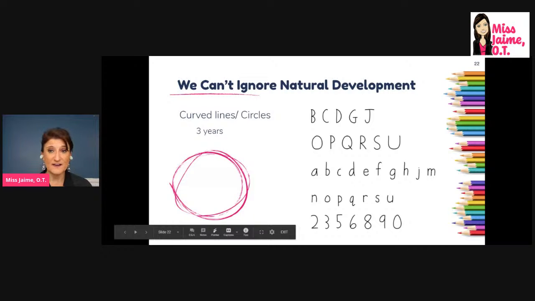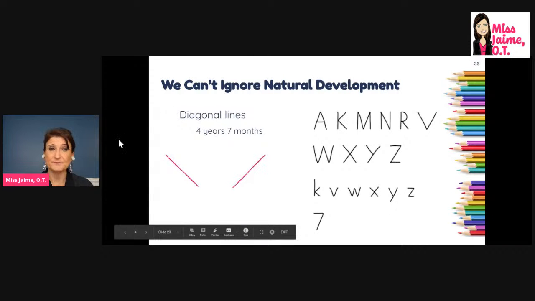So while our kids are finally developing the ability to make a circle or a circular scribble, sometimes they're being expected to make letters that have very controlled small curves as well as straight lines. We can't ignore natural development.